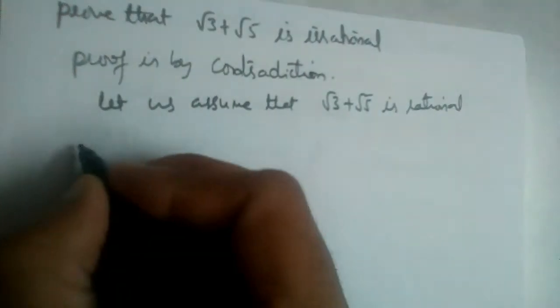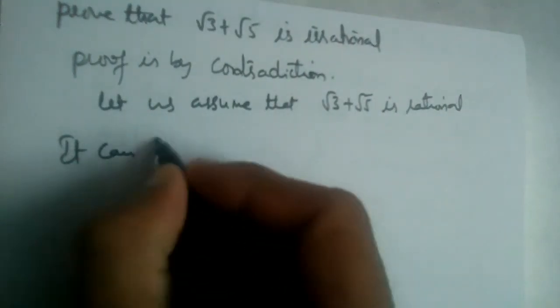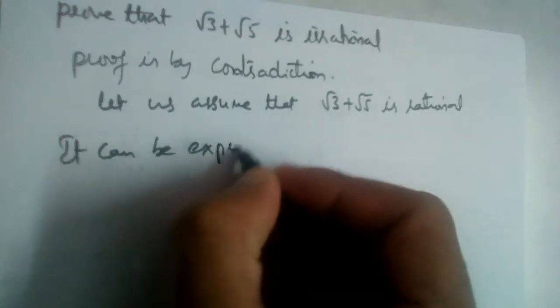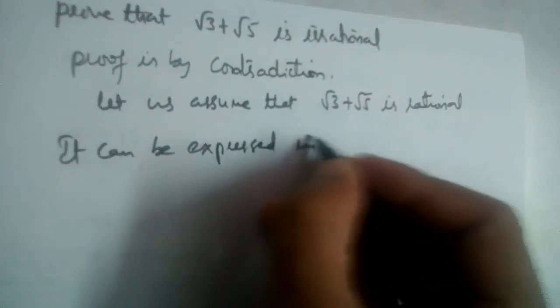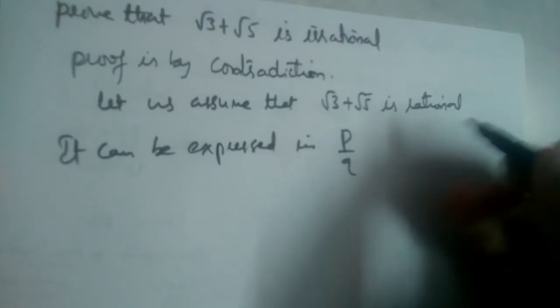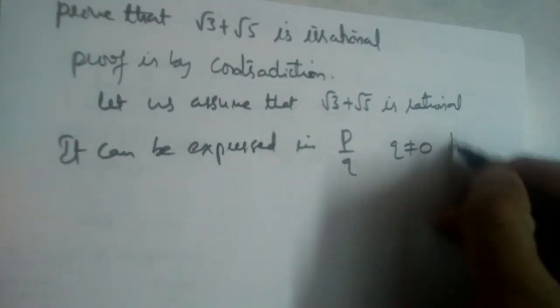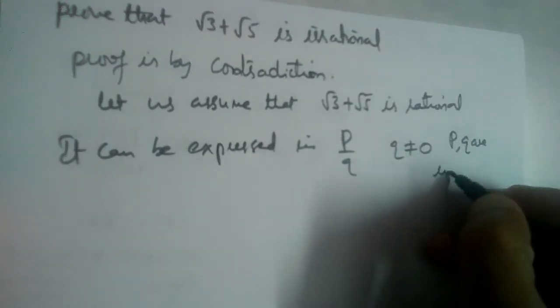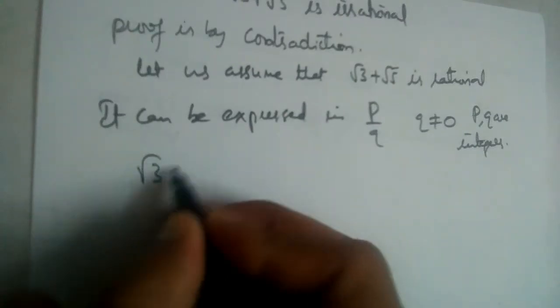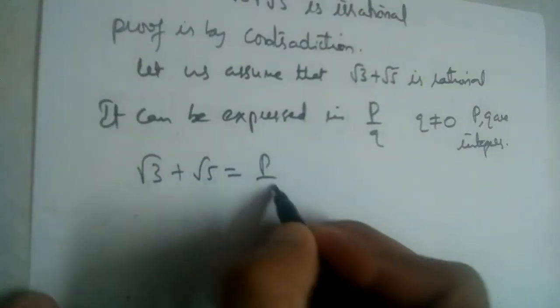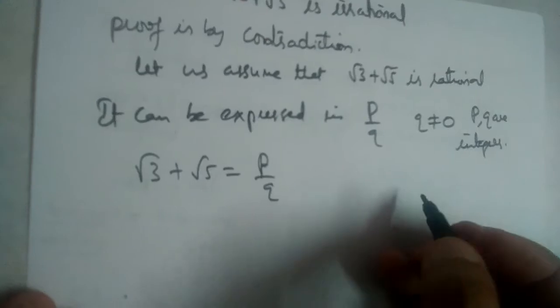Okay, if it is rational, it can be expressed in p by q form, isn't it? What are rational numbers? Rational numbers are numbers that can be expressed in p by q form, right? And here q is not equal to 0, and p and q are integers. Okay, so that means root 3 plus root 5 is equal to p by q, right?